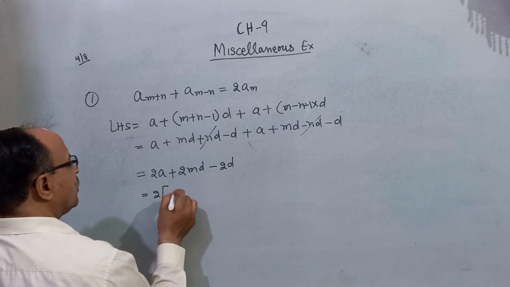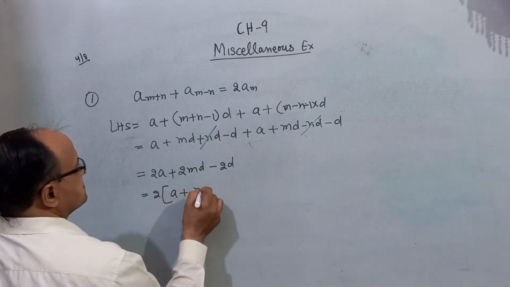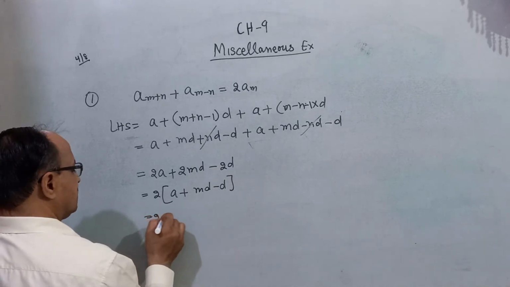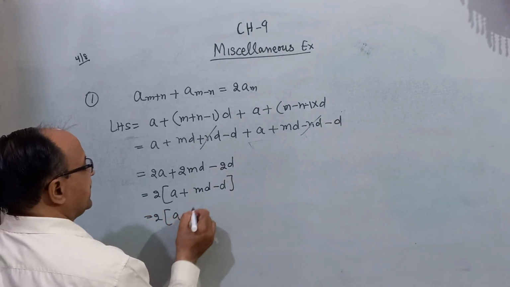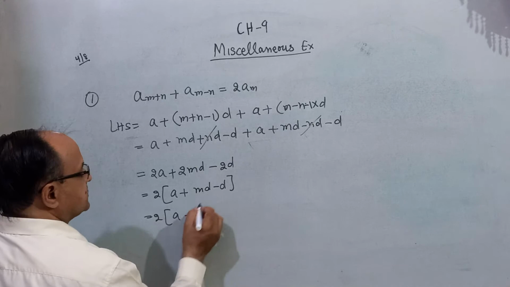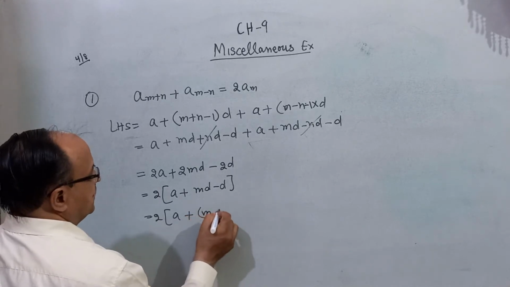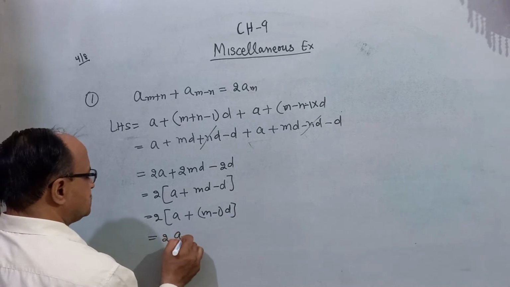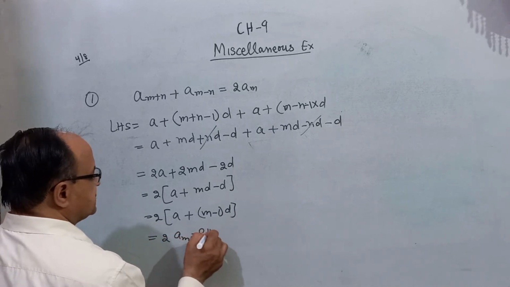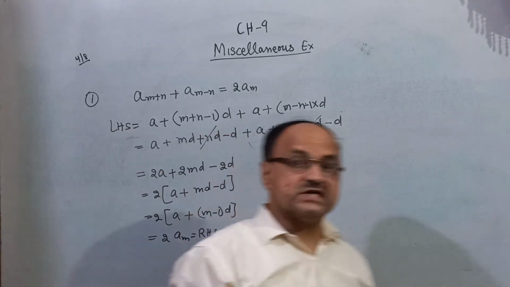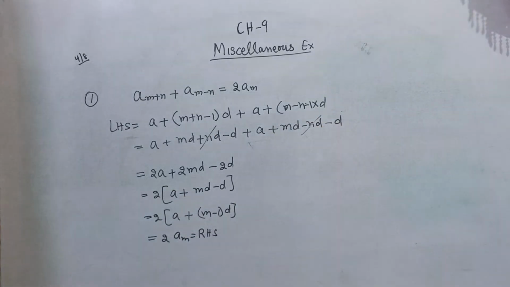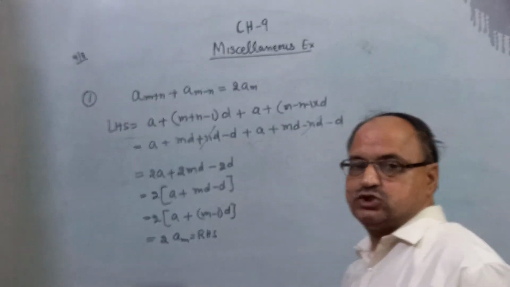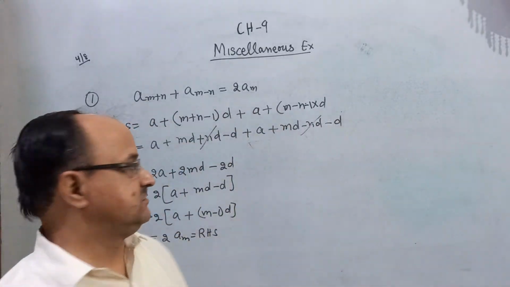You can take 2 common: a plus md minus d. Here also you can take d common: a plus (m-1) into d. Therefore that is equal to twice the mth term, the right hand side. This is the first question of the miscellaneous exercise. The question is very easy because it is based on the class 10th question.